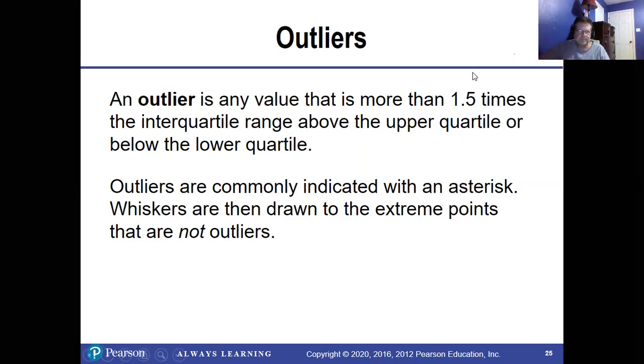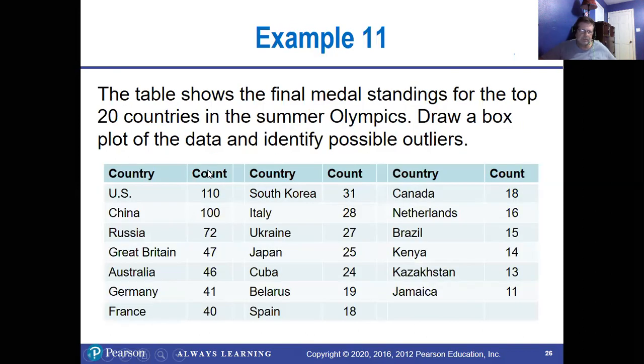All right, it says outliers are commonly indicated with an asterisk. But they are not drawn on the lines with what they call the whiskers. All right, so here is a table, a bunch of information. Final medal standings in the Olympics. U.S., China with the most, and then you list all of these. With this, you should be able to find the median of all these scores. They are in order right now, so you can go and find the middle.